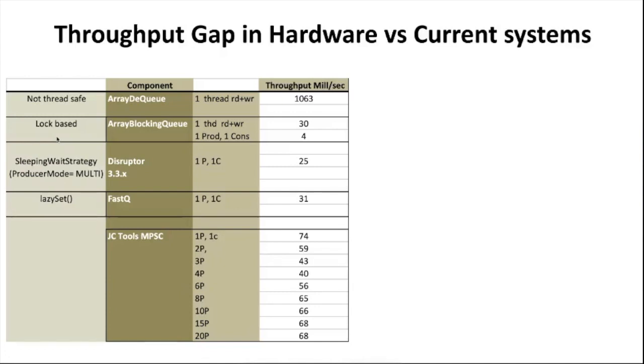So Disruptor has decent performance, but it has one significant problem. It's extraordinarily difficult to understand and use. If I were to ask you to design a queue, you would expect one method to insert items, and another one to pull items out of it. You will not find that in Disruptor. If you want to do something as simple as that, I think I counted about 13 different concepts you need to wrap your head around.